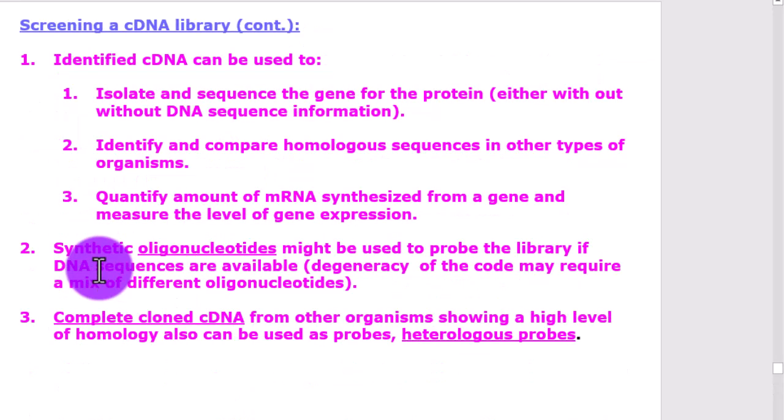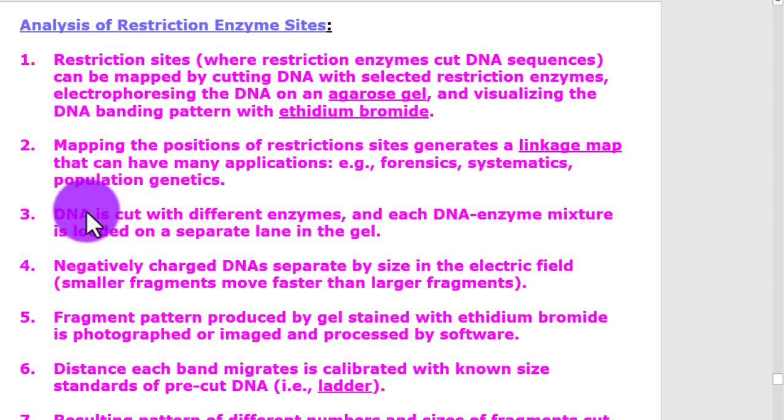DNA is cut with different enzymes, and each DNA-enzyme mixture is loaded in a separate lane in the gel. Negatively charged DNA separates by size in the electric field. The fragment pattern produced by the gel, stained with ethidium bromide, is photographed or imaged and processed by software.